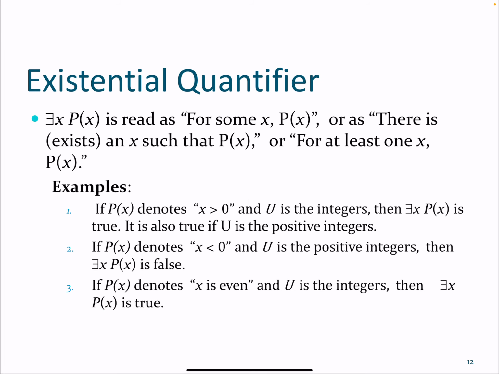Next is the existential quantifier. So this expression is read as for some x, P(x), or there exists an x such that P(x), or for at least one x, P(x). So for example, the same example here, P(x) still denotes x greater than 0, and U is the integers. So this expression means that there exists an integer x, and x is greater than 0. Which is true here. It is also true if you define U as the positive integers.